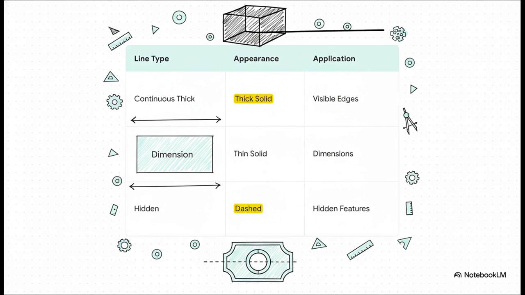Now, every good language has grammar, and this one is no different. It comes in the form of different types of lines. A thick, solid line, that's an edge you can see. A thin, solid line is usually for showing dimensions. And a dashed line, that's for a feature that's hidden from your current view, like the inside of a hole. Every single line has a very specific job.